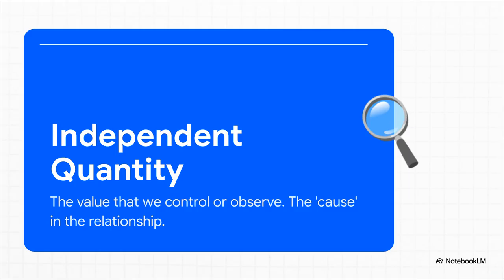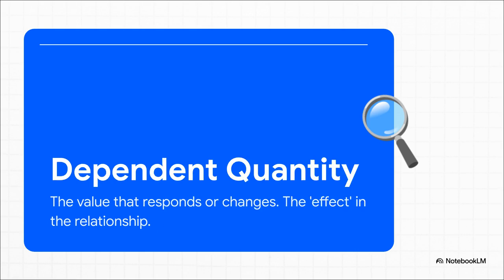Now, in any of these cause and effect situations, you've got two main players. First up is the independent quantity. This is your cause. It's the thing that gets the ball rolling, the value that you start with. And of course, for every cause, there's an effect. That's your dependent quantity. Its value changes because the independent one did. So just remember, independent is the cause, dependent is the effect.